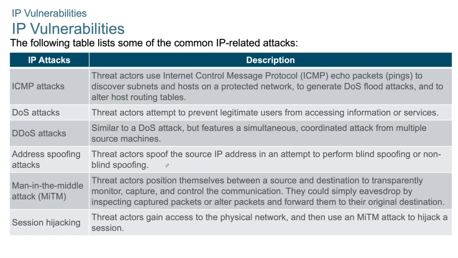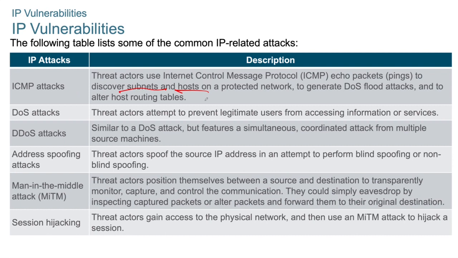In this table you can see the ICMP attacks. Why do we use the Internet Control Message Protocol? It is used for pinging, to check whether the destination is reachable or not. The threat actors use ICMP echo packets to discover the subnets and hosts on a protected network. What are the different subnets in that network, and who are the hosts? They check this out.